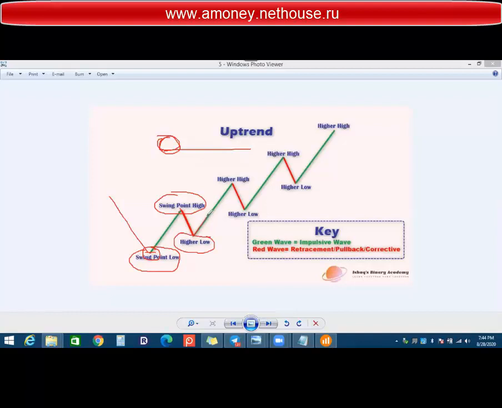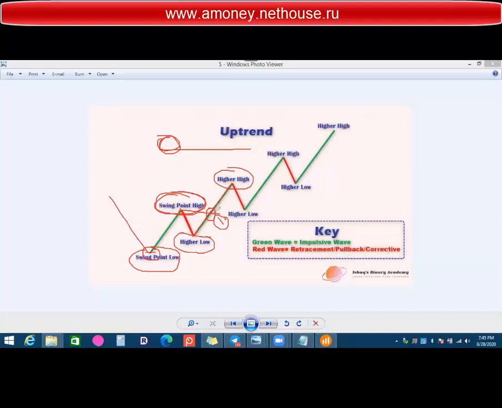Now the market moves up. The trade starts from here. The market moves up and makes another higher high, and this higher high is followed by this swing point high, the first high. So we can say that is the first impulsive wave. If the first impulsive wave appears in the market, we can expect a second impulsive wave. The green bars in this chart are the impulsive waves, and the red bars are a retracement, pullback, or corrective wave.